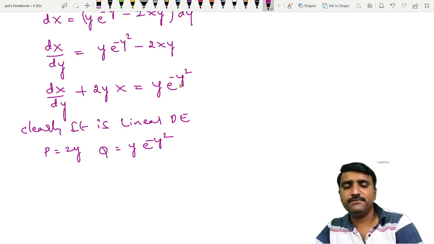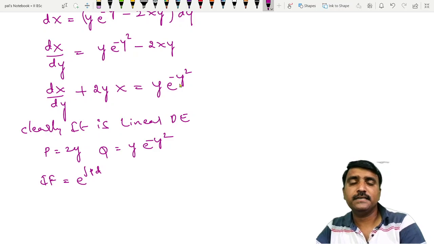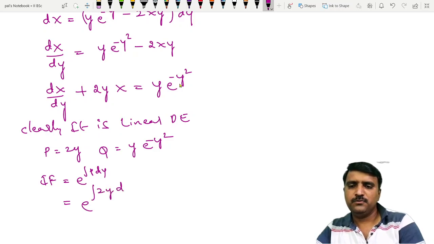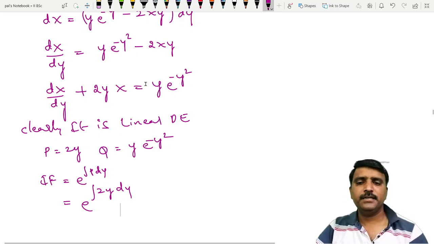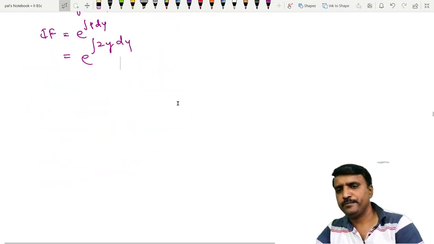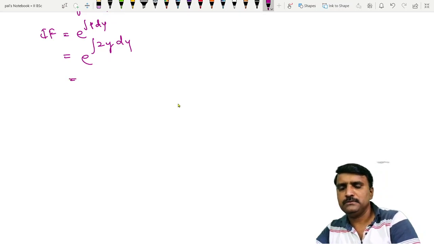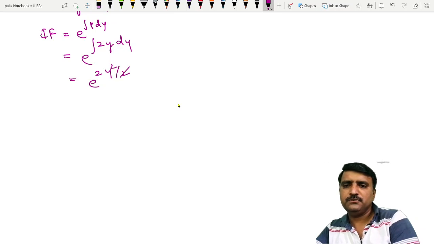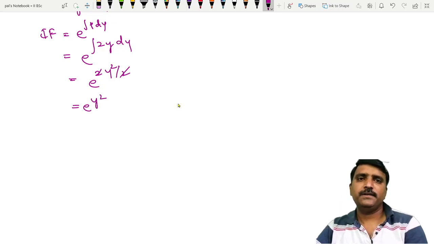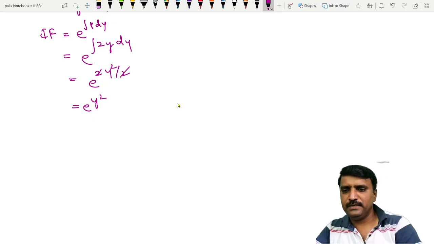First we need to find the integrating factor. So the integrating factor is equal to e to the power of integration of p dy, not p dx, because it is linear in x. So which is equal to e to the power of integration of 2y into dy. Integration of 2y is 2y square by 2. 2 cancels, which is equal to e to the power of y square. So the integrating factor is e to the power of y square. Write the solution.